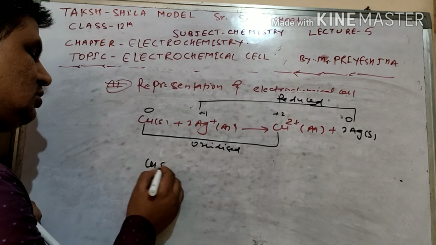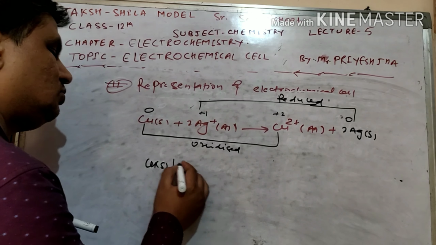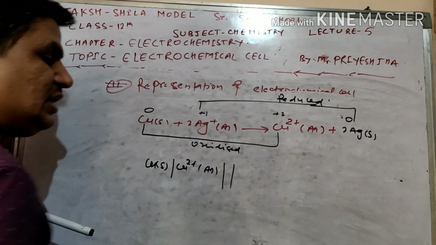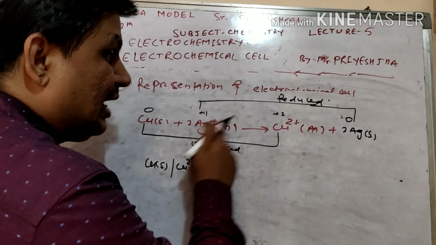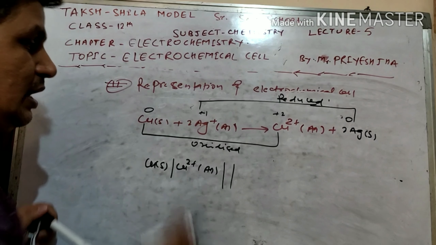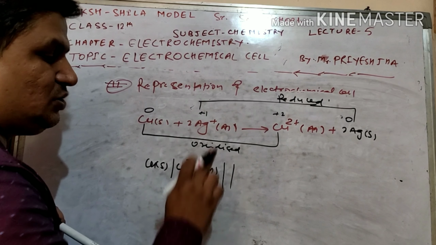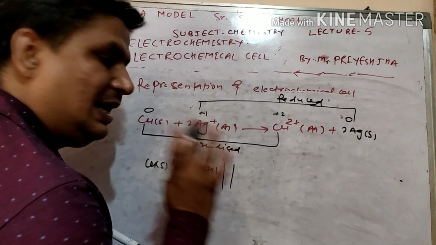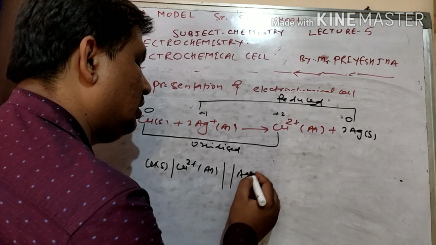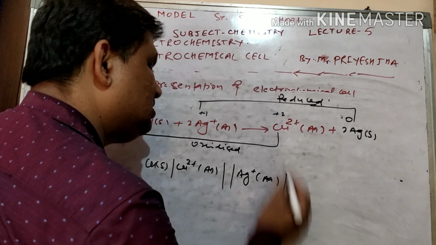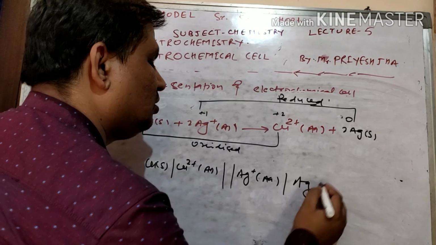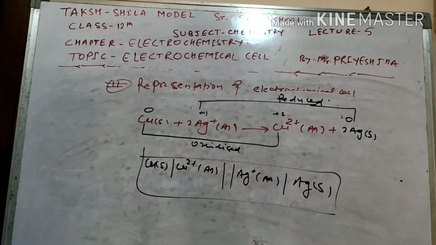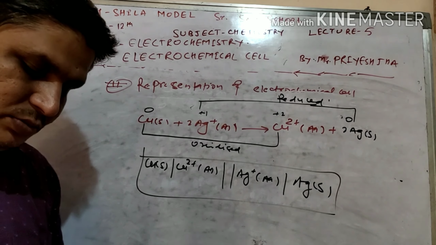In this case, copper is converted into Cu2+ ions, single ions, and here silver ions are converted into silver, and its coefficient is 2. So it is not taken in the representation of the electrochemical cell. We will take only Ag+ ions, so Ag+ ions will convert into Ag. So this is the common representation of any electrochemical cell.